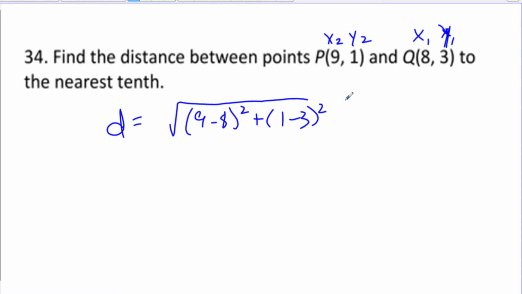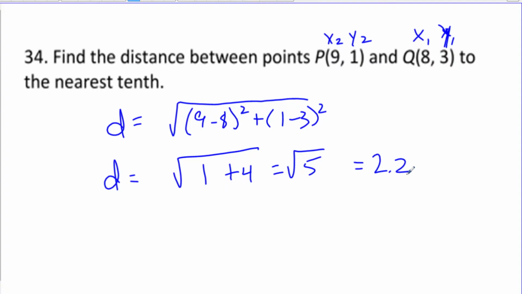And it asks us for our answer to be to the nearest tenth, so we're going to just note that as we go. So this says 1, right? 9 minus 8 is 1 squared, which is 1. And then 1 minus 3 is negative 2 squared, which is 4. So this is the square root of 5, which since they asked for the answer to be to the nearest tenth, I'm going to go to my calculator. I'm going to type in the square root of 5, which is 2.2 rounded to the nearest tenth. And that would be the distance between those 2 points.